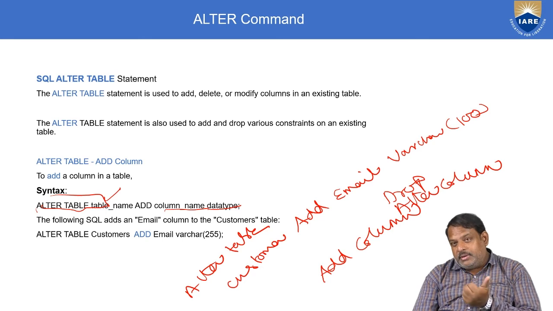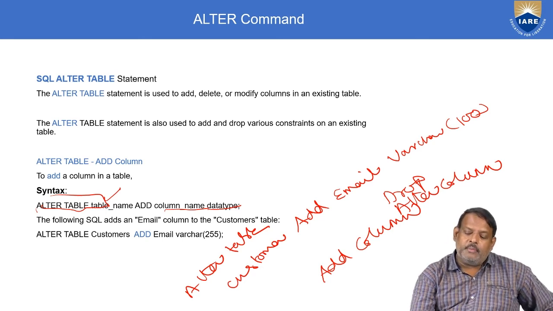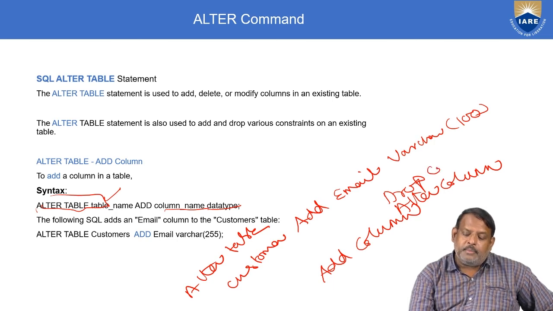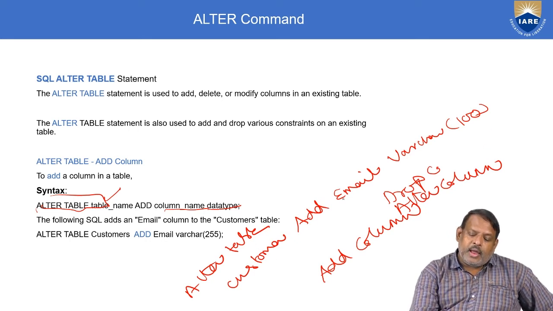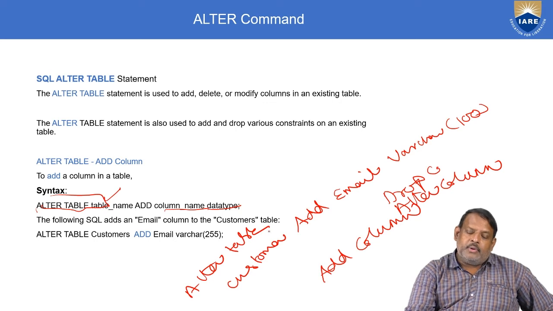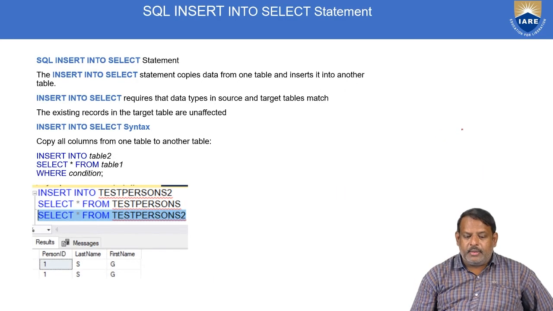See, in the first slide, I have shown you how to drop a column: DROP COLUMN, column name. Now here, in order to add, ALTER TABLE customer ADD email. This email is a new column I want to add, and I want to make it a VARCHAR 100.